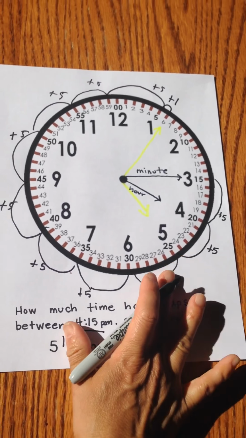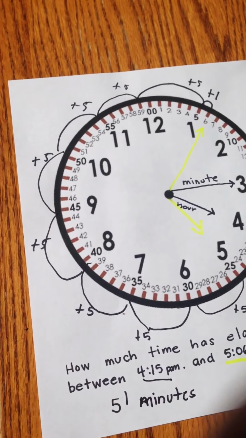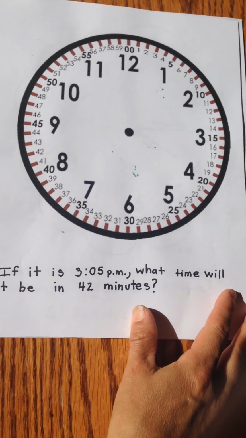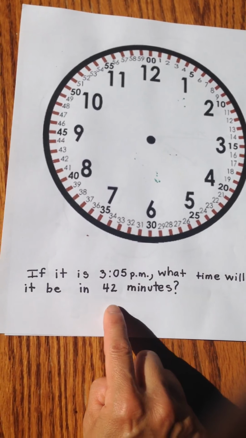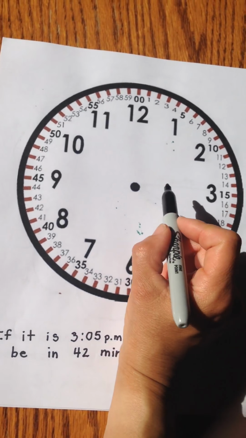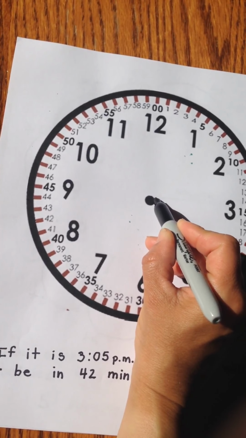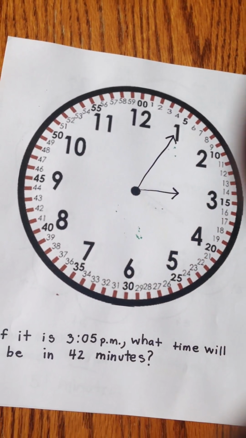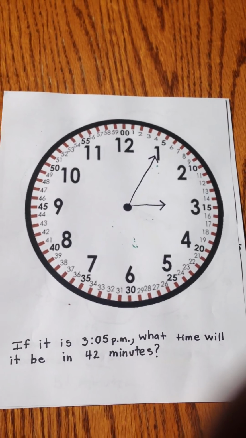Okay, now that's using this particular analog clock. Here is another example, another type of problem. If it's 3:05, what time will it be in 42 minutes? First, we're going to go ahead and mark it. So we've got 3:05. I'm going to mark the hour hand first. Then we're going to use the same arc system to demonstrate the 42 minutes.